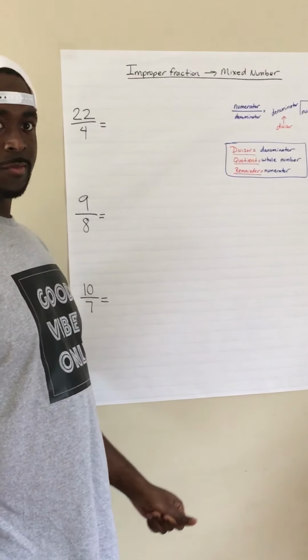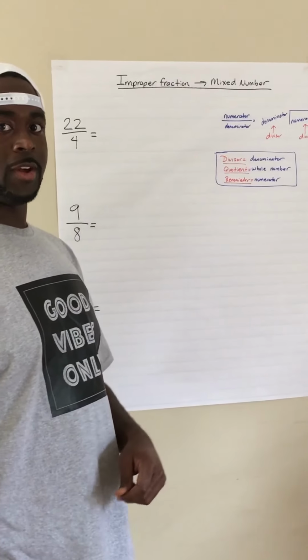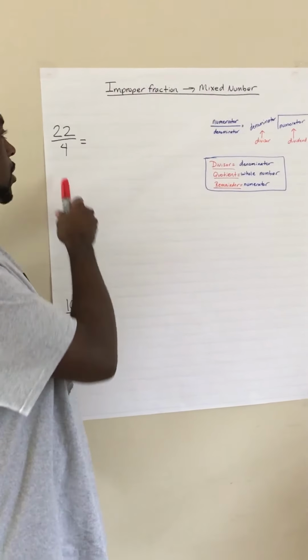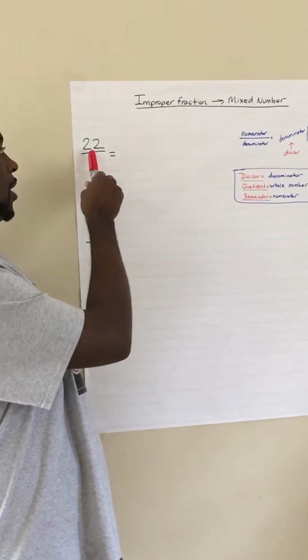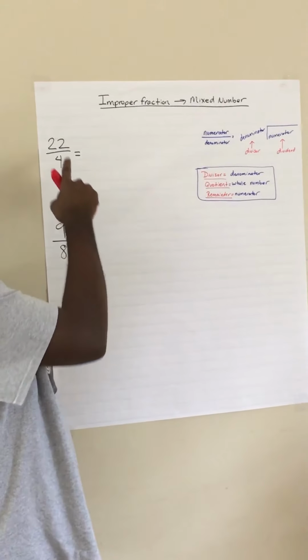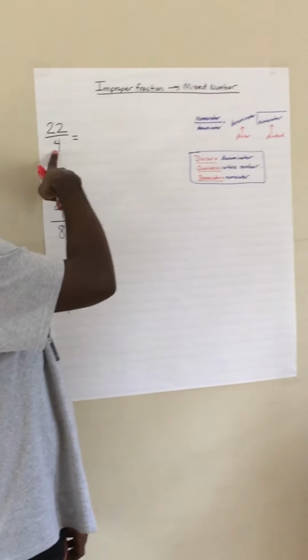So in this video, we're going to talk about how to turn an improper fraction to a mixed number. So let's look at number one, for example, 22/4. So we want to change this into a mixed number. To do that, we have to divide our numerator by our denominator.